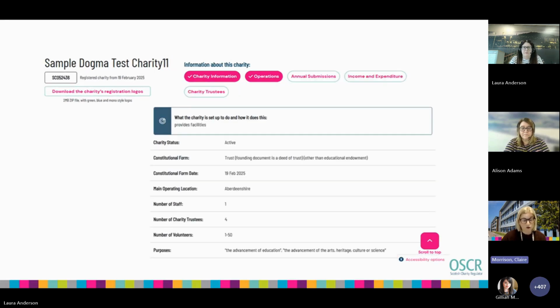And this next slide shows how the other information will be displayed. You can see the section at the top, what the charity is set up to do and how it does this, where the charity explains in their own words the activities they're undertaking. So you should give this some consideration when you're filling out your OSCR Online annual return, because it will help funders and beneficiaries to better understand what your charity does. And you can also see the staff numbers, charity trustee number, and then the number of volunteers clearly displayed on the register entry.